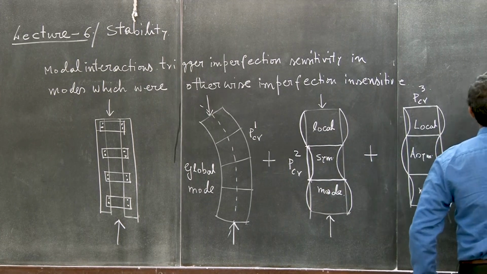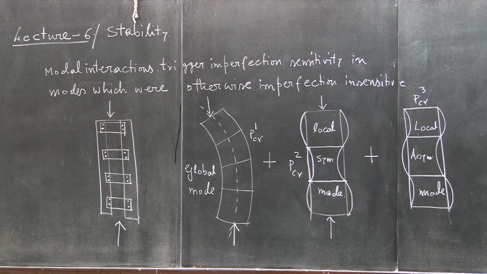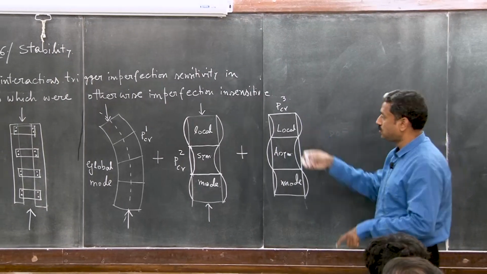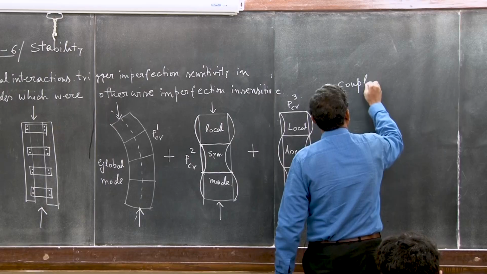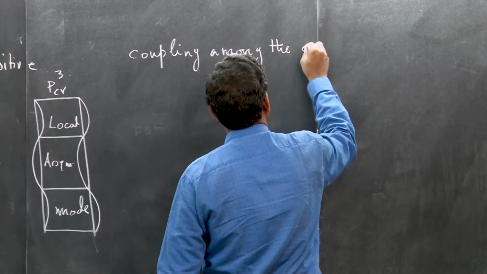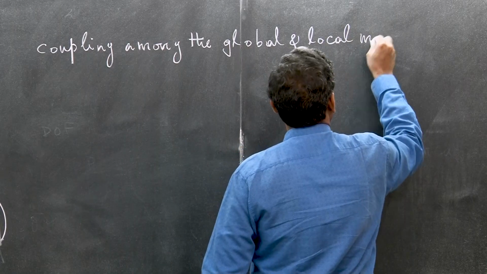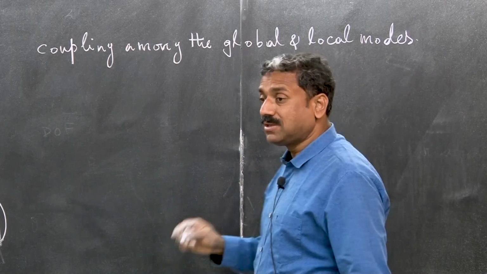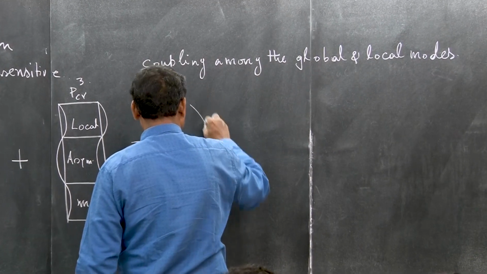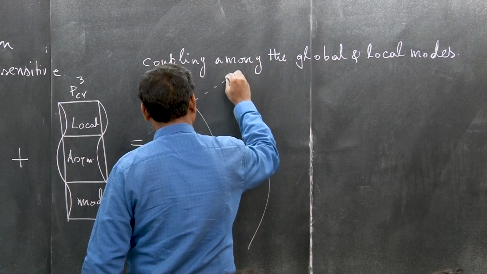Because when there is a little out of plane deformation, there will be significant onset of geometric nonlinearity. Because of geometric nonlinearity, there will be coupling between these modes, coupling among the global and local modes. Local modes can be symmetric or asymmetric, right? And because of this coupling, ultimately how will it look? So this combined mode will look something like this. Let me show it to you.